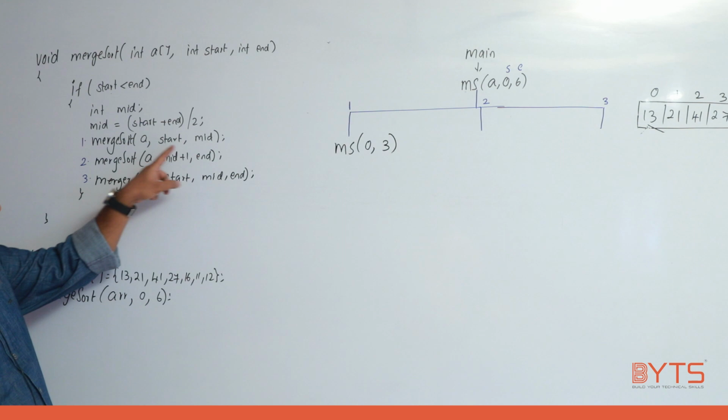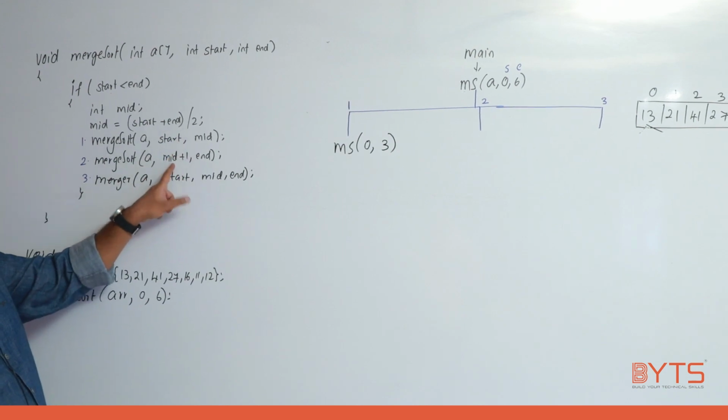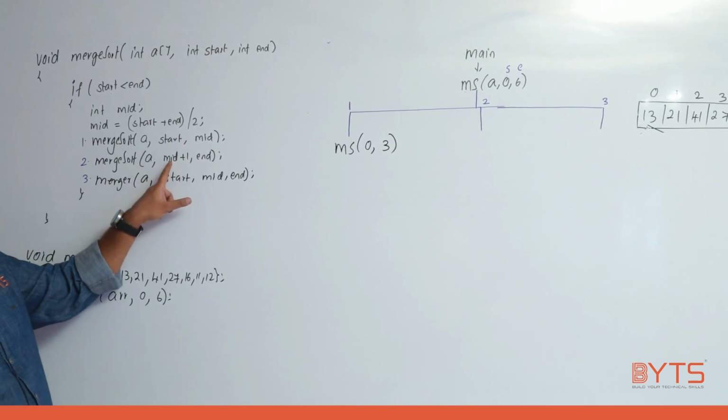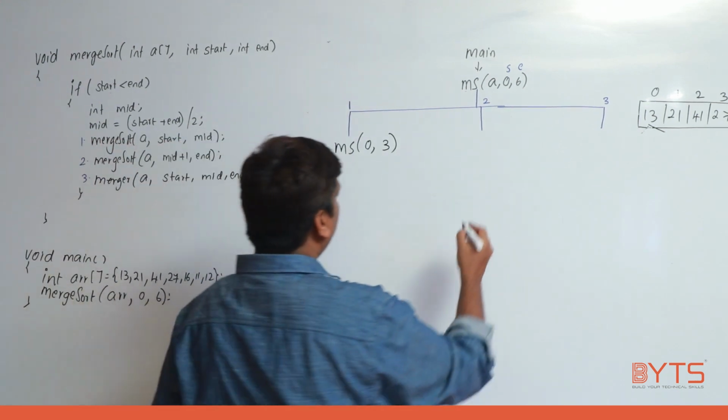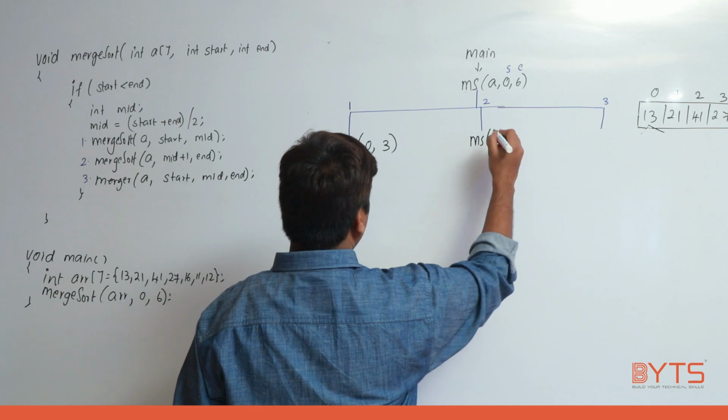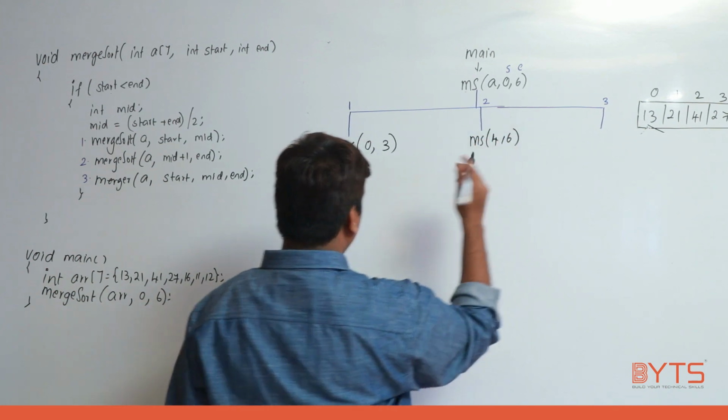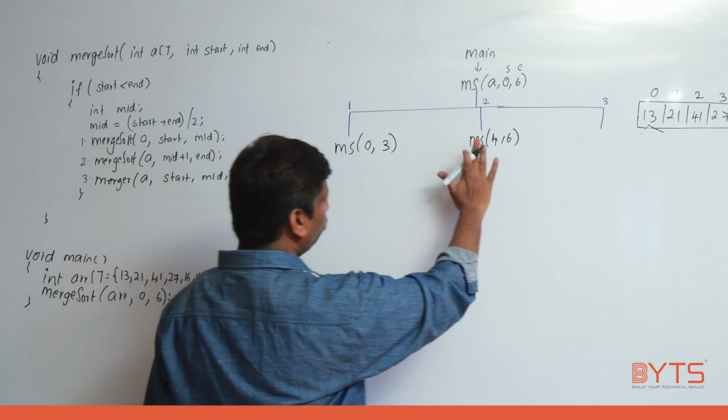Now after this line is completed, I need to come to this line. What is this line? Can you please tell? Mid plus 1. Mid value is 3, 3 plus 1 is 4, and end value is 6, right? So there is another call. What is this call? Merge sort of 4 comma 6. Okay, if this line is completed, now I need to execute this line.